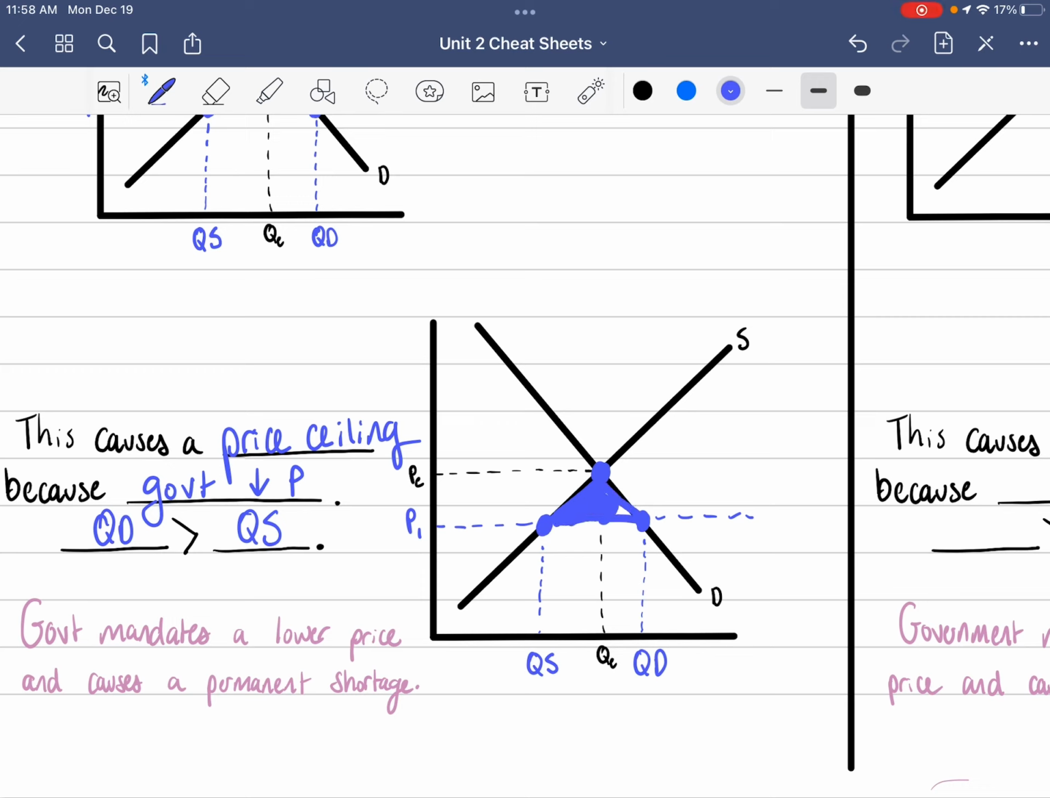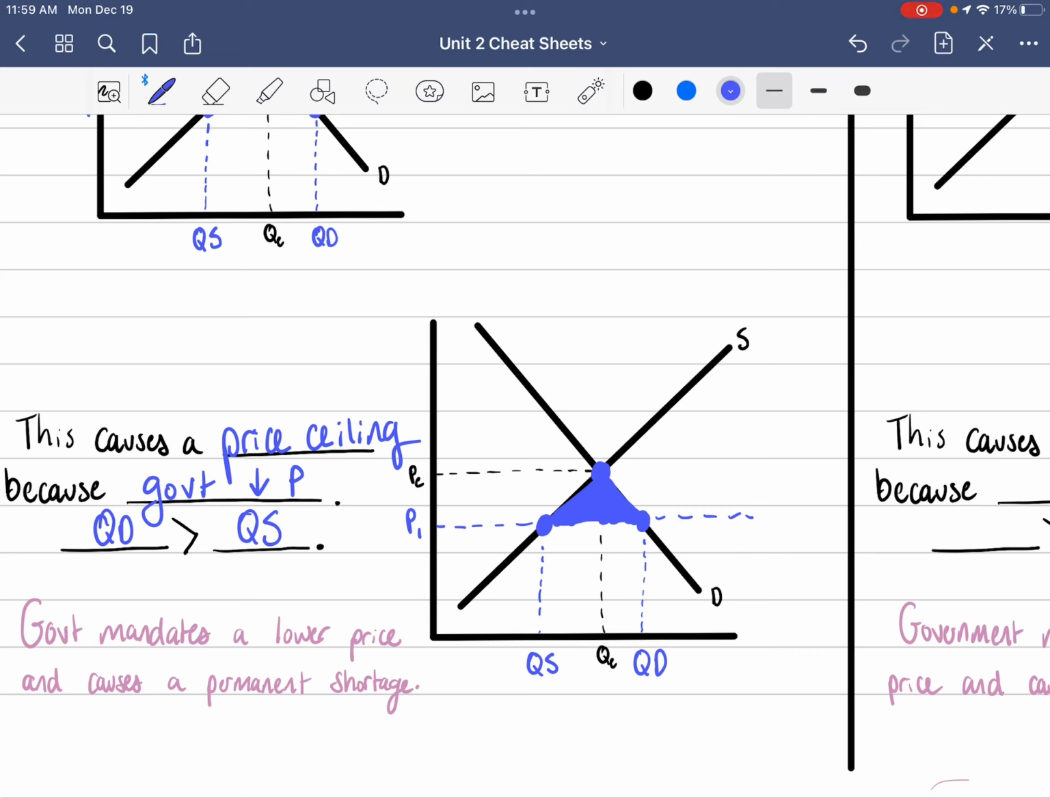And this is different than a shortage. It's a permanent shortage because the government is not going to let us go above that ceiling. And the way you can remember that is you can just memorize a government mandated lower price is a price ceiling. You can take a look at this, know this is where we're supposed to be and we're short of that, but the government changed it.